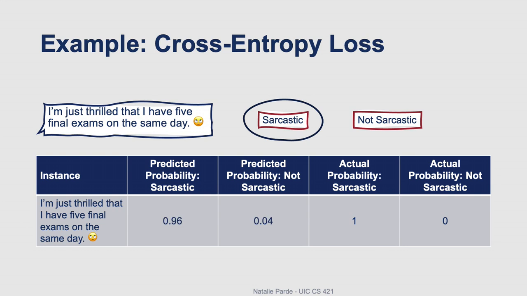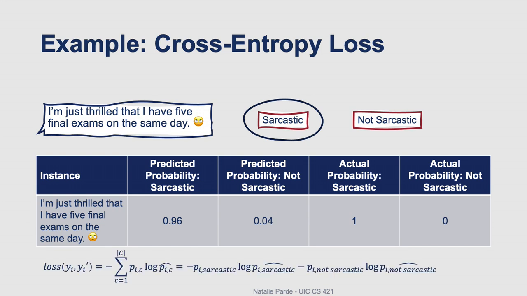But remember when we generated our predictions, our sigmoid classifier output a probability of 0.96 for the sarcastic class and 0.04 for the not sarcastic class. Now for easy reference, here's our cross-entropy loss equation.